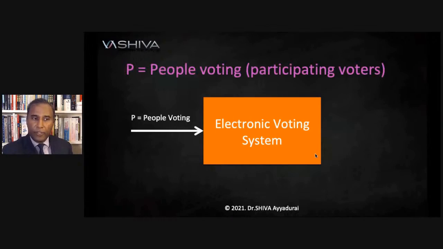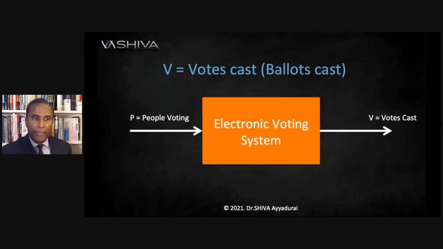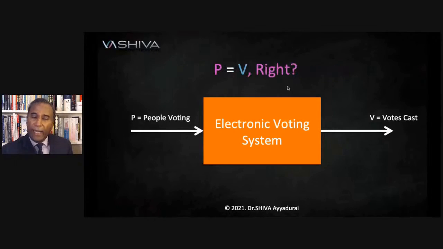I said, an electronic voting system, the input is a number of people coming in to vote, which could be paper ballots, hand ballots, mail-in ballots. That's P. And then I said the output is a number of votes, V. And then I proceeded to ask, should P equal V? Yes. 1,000 people come to vote, you better have 1,000 ballots, votes cast.